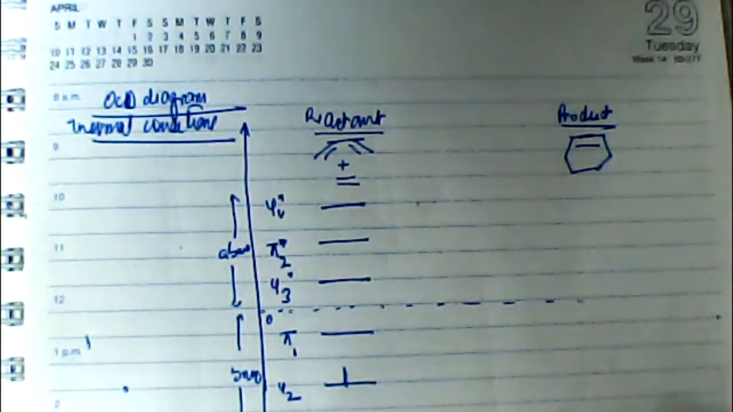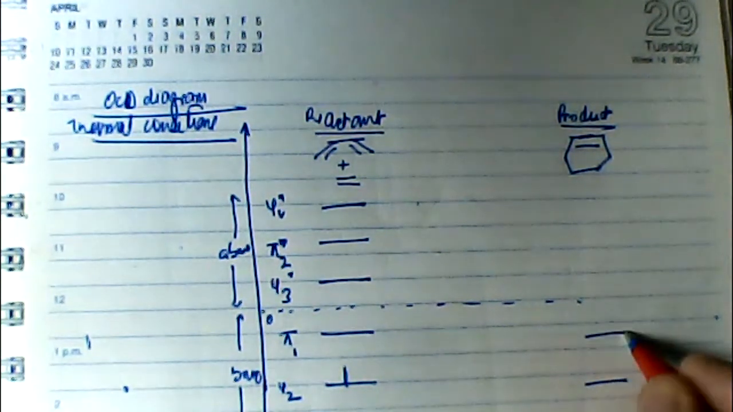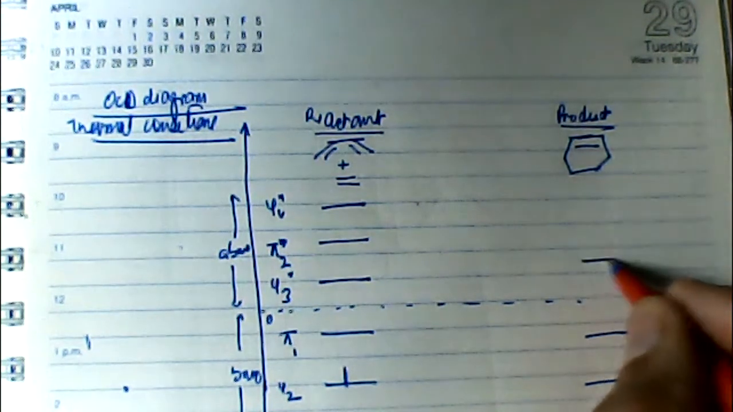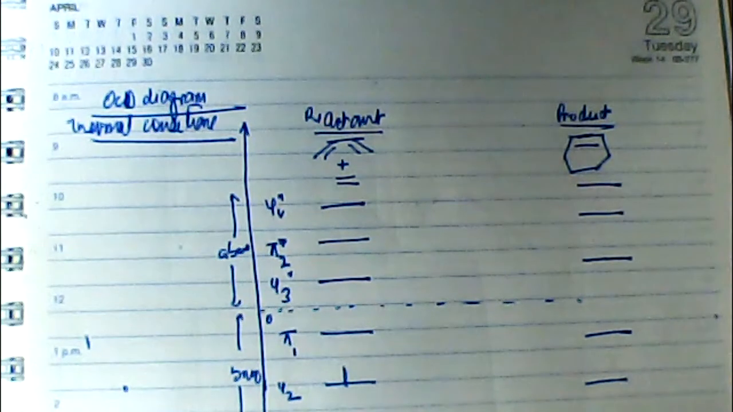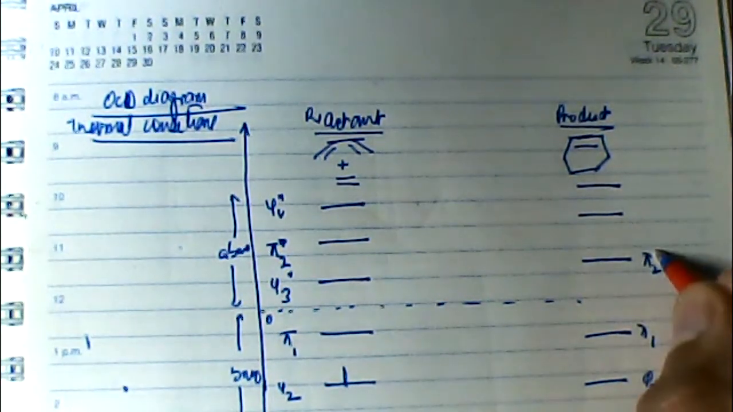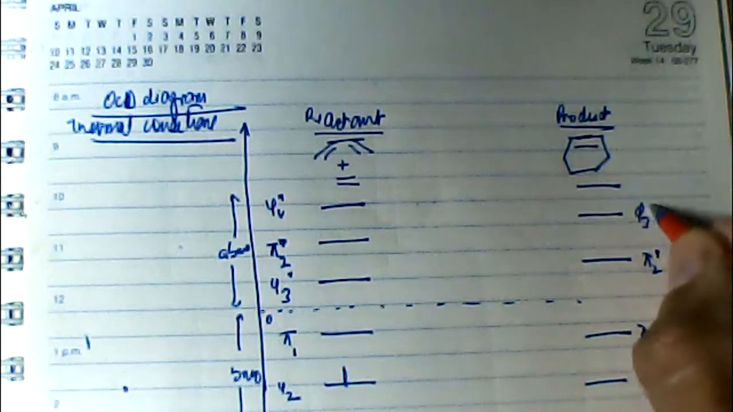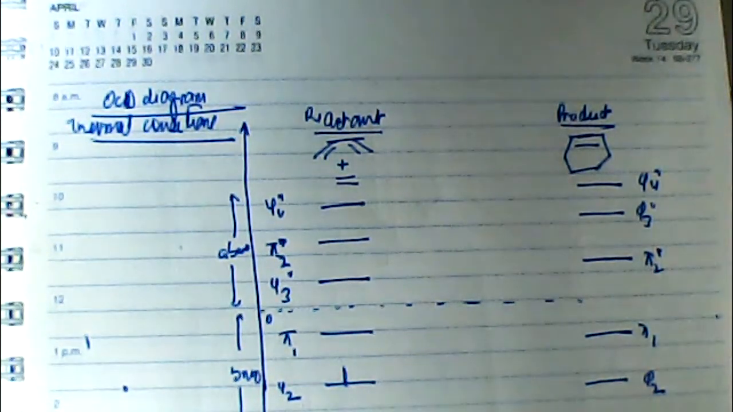Now the product side had what? Phi1, Phi2, Pi1, Phi2 star, Phi3 star and Phi4 star. Remember? Okay. Now once you know this, all I need to do is put the symmetry operations here.